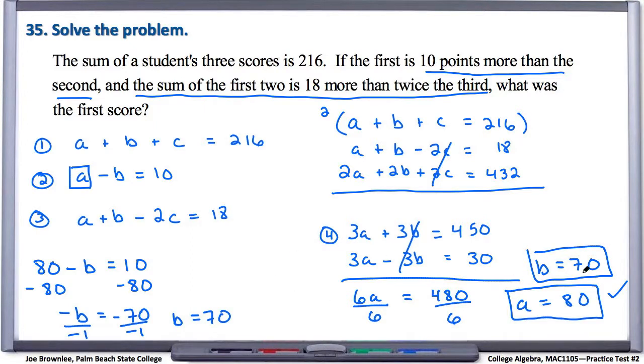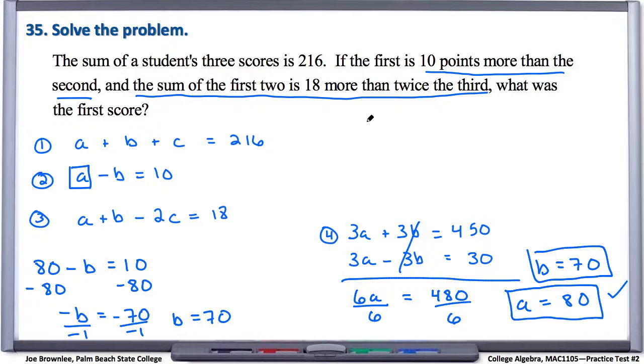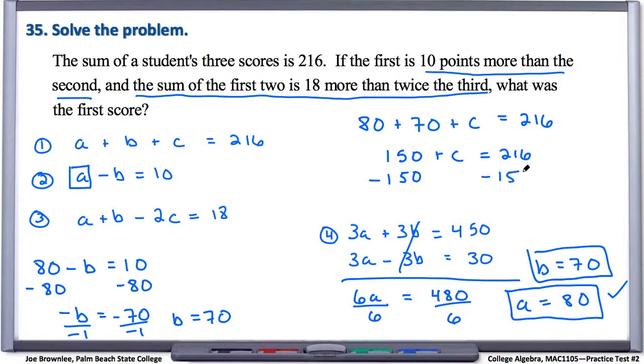All right, and now that we've got A and B, we can go ahead and easily solve for C. We'll do that here, give us some room. So we have A, which is 80. We just solved for B, which is 70. We want to solve for C, equals 216. So let's go ahead. 80 plus 70 is 150, plus C equals 216. If we quickly subtract 150 from both sides, that'll give us C equals 66.